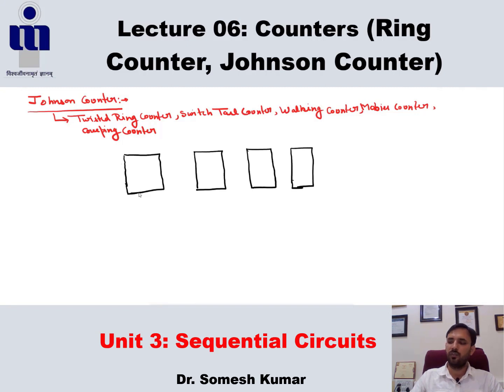So these are 4 flip-flops. I am denoting this D3, Q3, Q3 bar. This is D2, Q2, Q2 bar. This is D1, Q1, Q1 bar. This is D0, Q0, and the Q0 bar. Fine. So it is a synchronous counter.